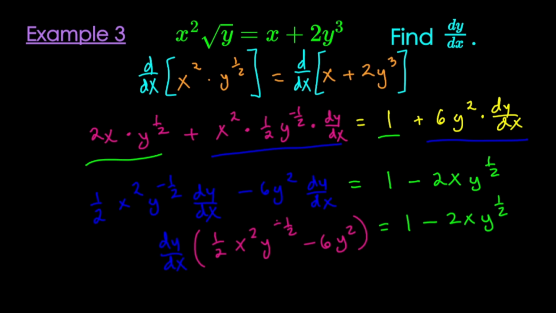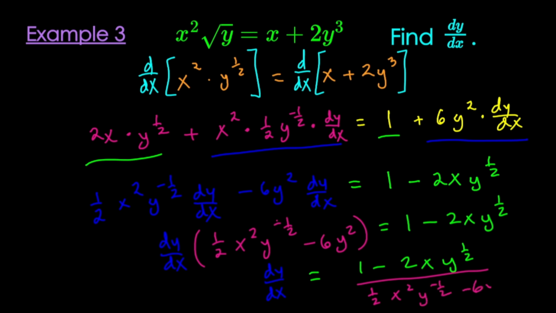And the final step to solve for dy dx is to divide by the stuff in pink. So we'll have 1 minus 2xy to the 1/2 divided by 1/2 x squared y to the negative 1/2 minus 6y squared. Now there are some algebraic manipulations we could do to help this look a little prettier, but for right now, let's leave it how it is.